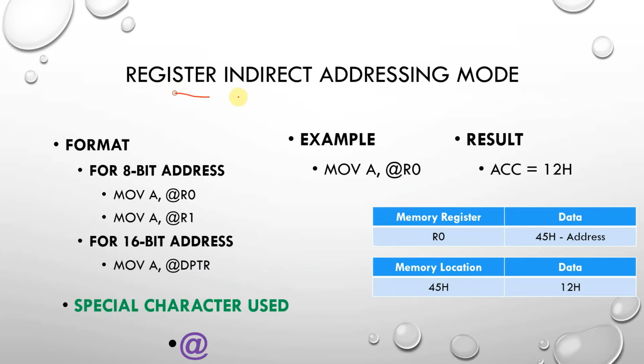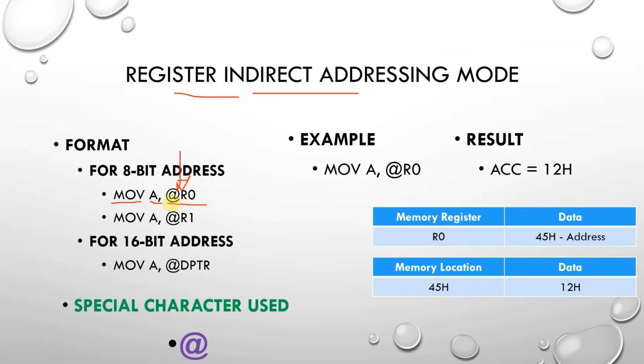The next addressing mode is register indirect addressing. Now in register indirect addressing mode, in the instruction we provide the address from where the information or data is to be fetched, rather than providing the data itself as a part of a register or as an immediate data. For example, consider the instruction MOV A, @R0. Now here @ is a special character which specifies that it's an indirect addressing mode.